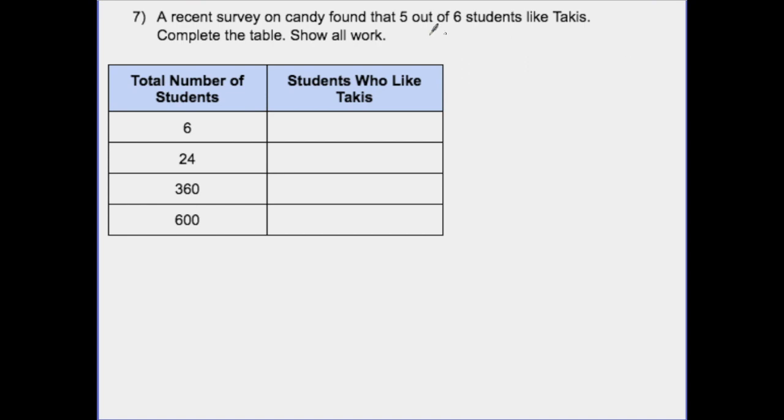All right. A recent survey on candy found that 5 out of 6 students like Takis. I think this means like snacks. That's okay though. Complete the table, show our work. So if 5 out of 6 like Takis, it will be 5 out of 6 of 24. So if we do that, we get 20.